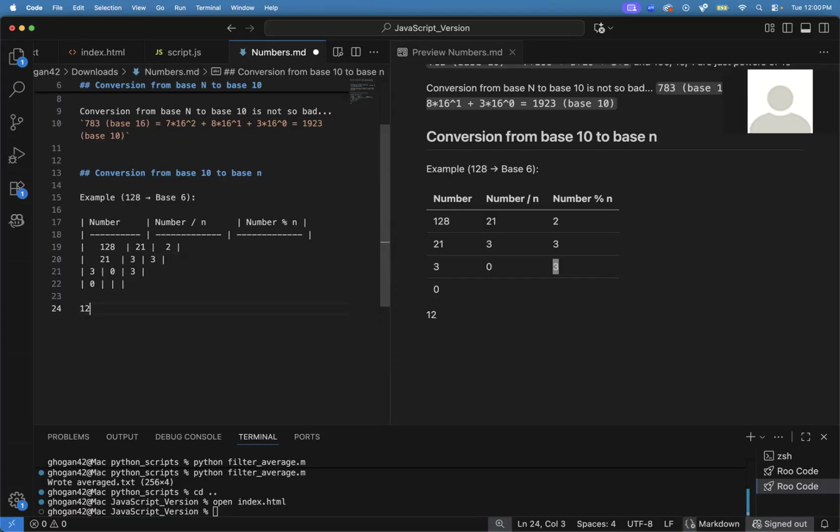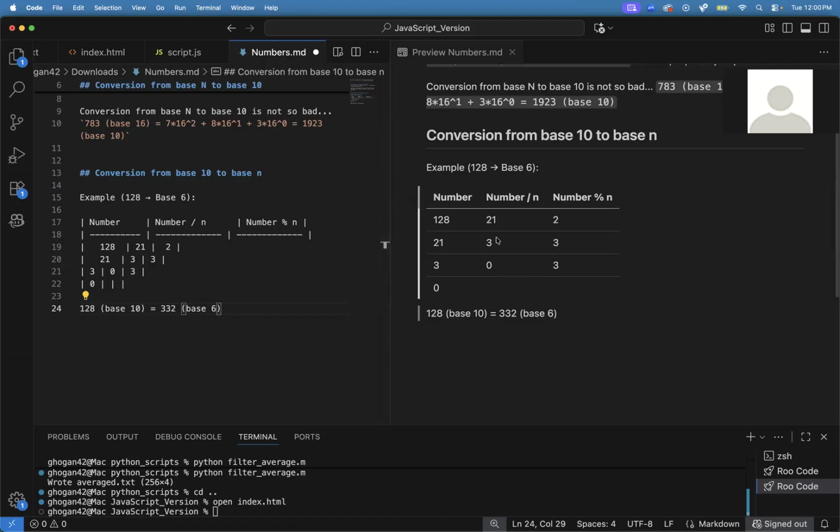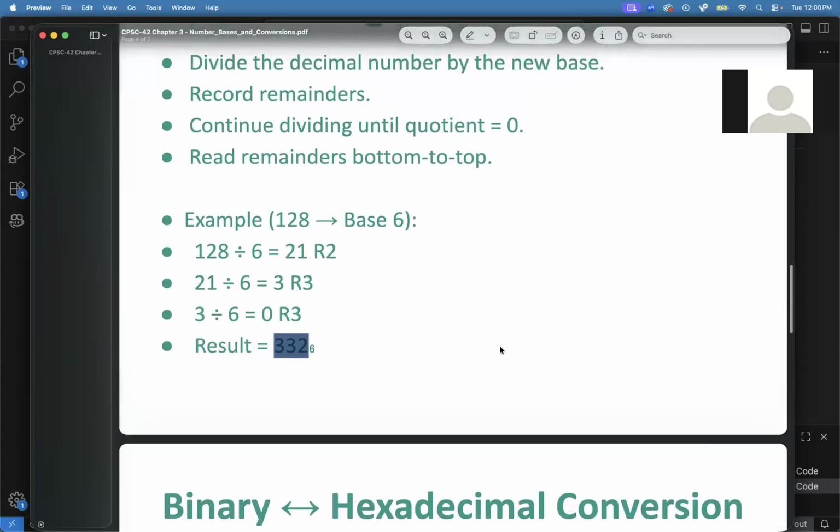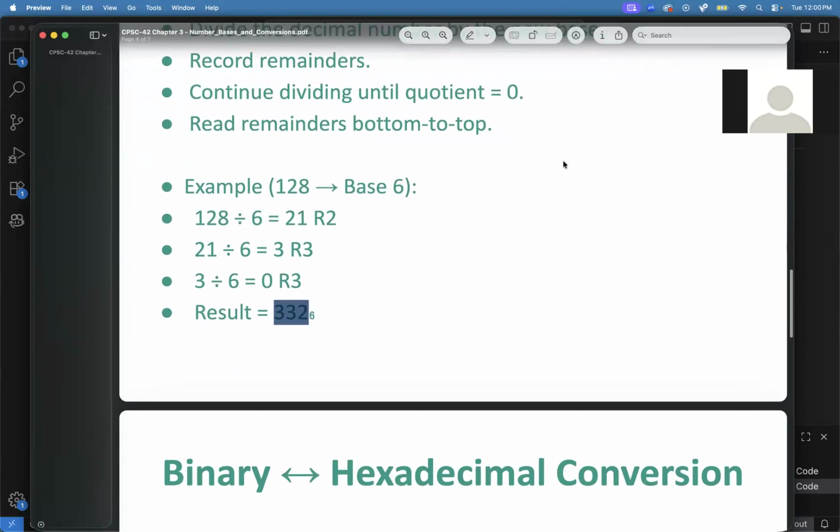And so 128, which is base 10, is going to be what in base 6? Well, start from the bottom here. 3, 3, 2. 3, 3, 2 in base 6. Okay. And that's how you do the conversion. So you do it every time with a little table like this, and it works out okay. Now, the same calculation should be presented in the notes here, just without it being in a table, and we still get the 332 at the end. All right. And so that is converting from decimal to base n.